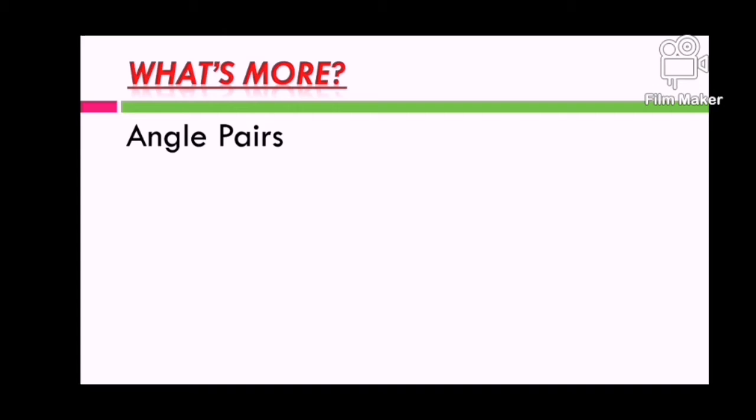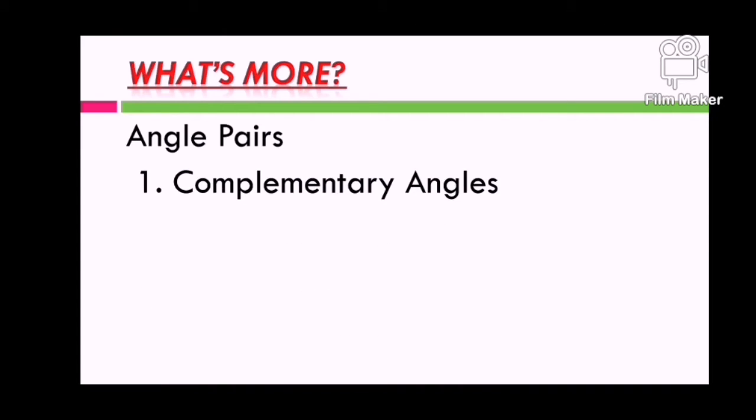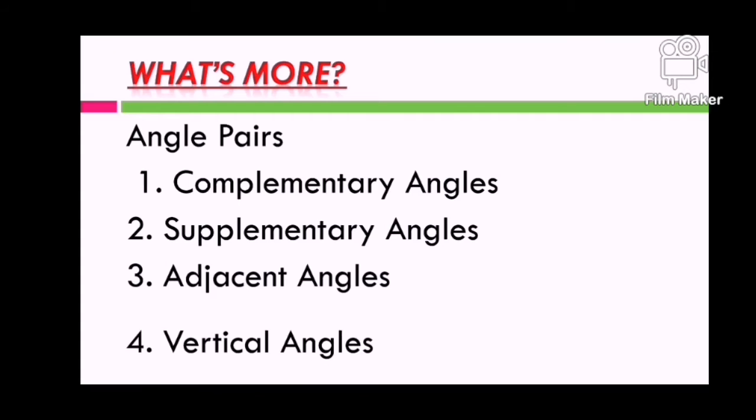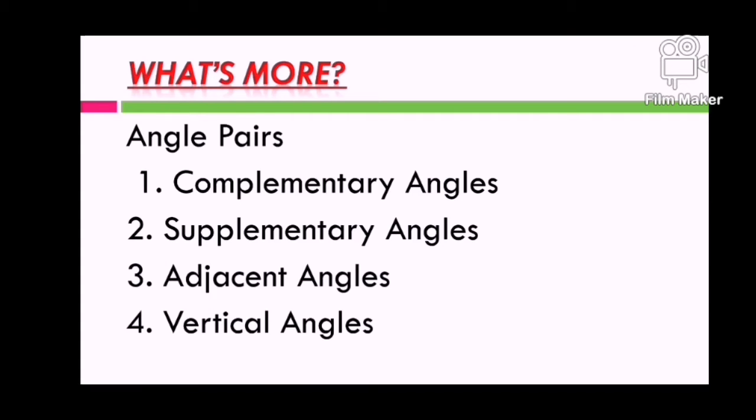So we have what we call angle pairs. The angle pairs are: number 1, complementary angles. Number 2, supplementary angles. Number 3, adjacent angles. Number 4, vertical angles. And number 5, linear pair.